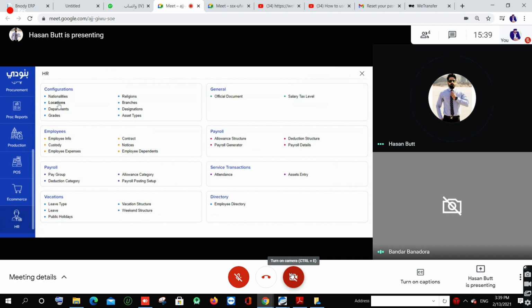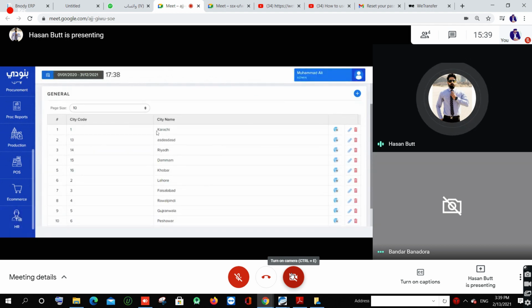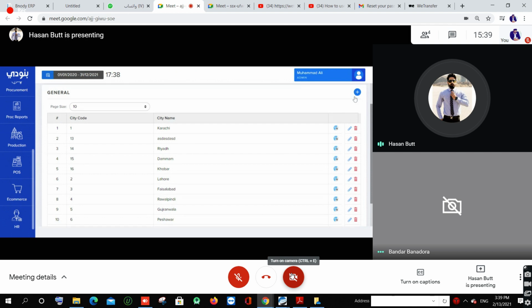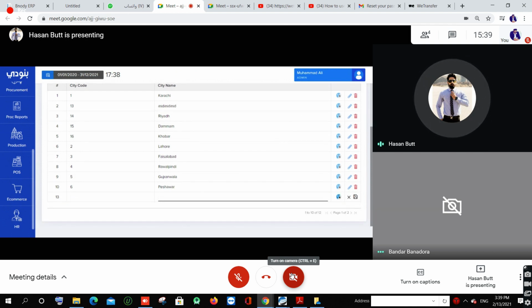Okay, so should I move to the next option? Yes, move. Okay, so another option we have is the locations. Same as the other configurations, in locations you can add any city, because you know that we have a lot of countries in our world, and a lot of countries contain a lot of cities, right? Yes. So we can also add by the plus button any city or any location name.